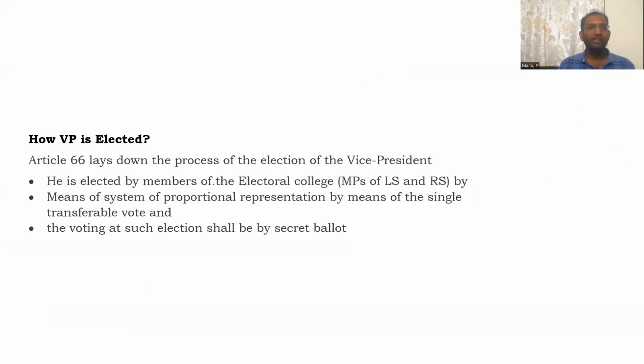How is the Vice President of India elected? Article 66 lays down the procedure. He is elected by the members of the Electoral College. Now, the Electoral College of the President of India is different from the Electoral College of the Vice President of India. Here, all MPs of Lok Sabha and Rajya Sabha, not only elected MPs but all MPs, are included. However, the elected MLAs of states are not included.